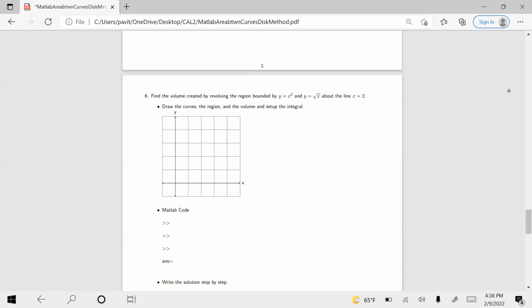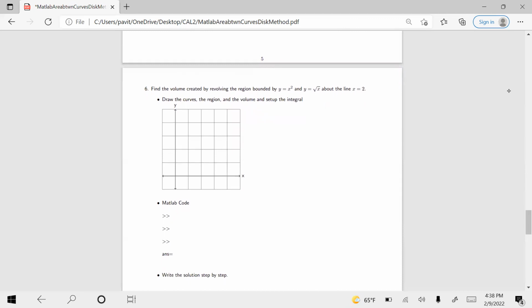Okay. So problem 6 is finding the volume. Now you have two functions, one constant. Now you need to find the volume, right? Finding area is quite easy, because you will have only one formula, so you can use that. But when it comes to volume, you will have a different formula for different shapes, right?